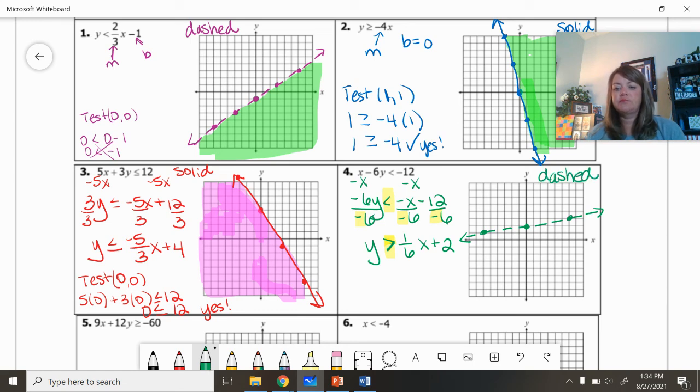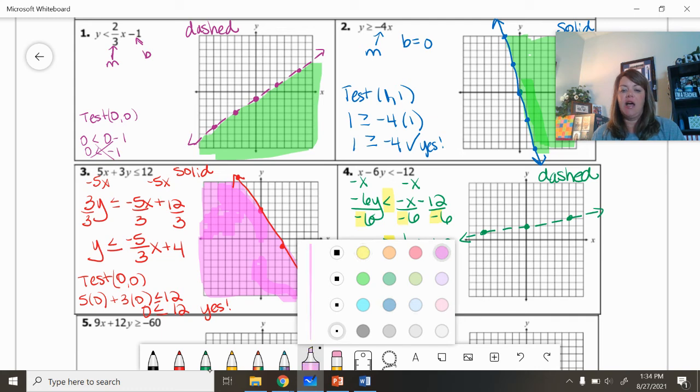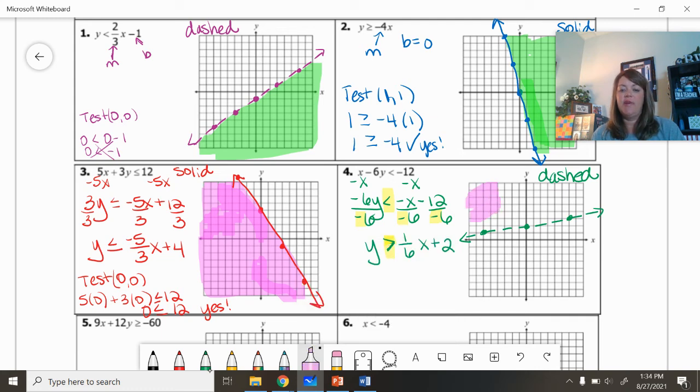Okay. All right. And then it turned from a less than to a greater than. Now that it's a greater than, I shade above. So you can't make that determination on where you shade until after you've got it into y equals mx plus b form. That's when you decide if you shade above or below, okay?